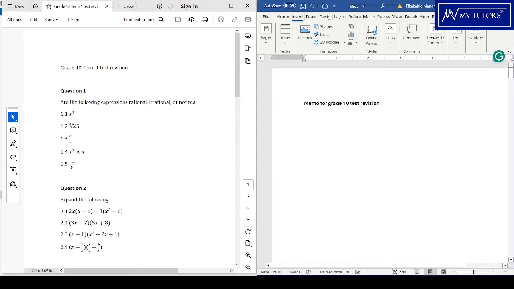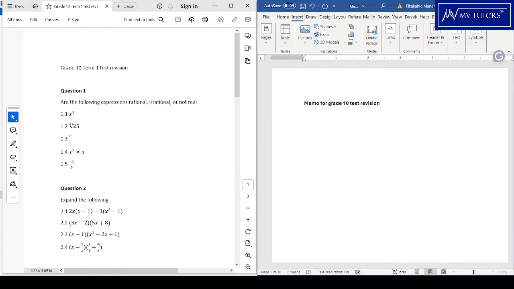Well, welcome grade 10. This is your grade 10 term 1 test revision. These are the questions that will likely be in your test. So let's just get into it.